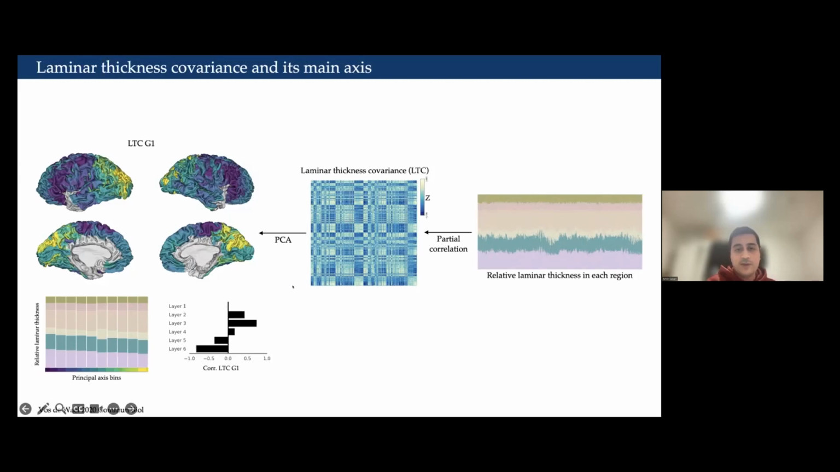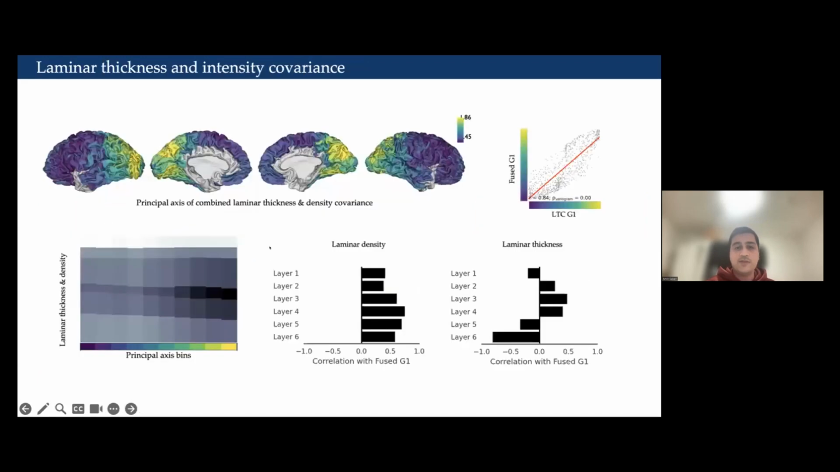Okay, so this was about laminar thickness and how it varies overall across the cortex. But then what about the other features of laminar structure? Specifically, one data that was available to us from this high-resolution atlas was the density, or image intensity, which reflects a sum of neuronal density and size in each area and in each layer.